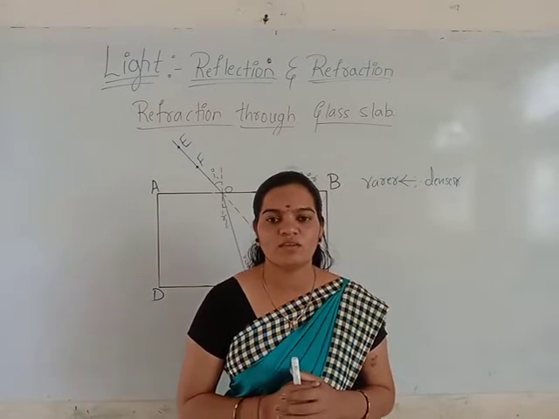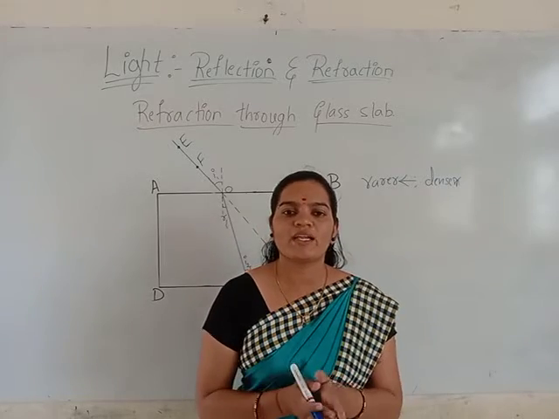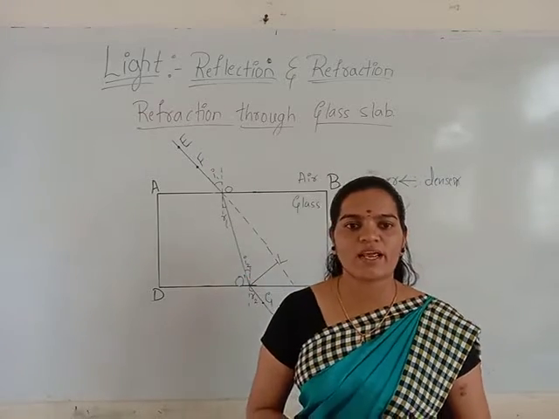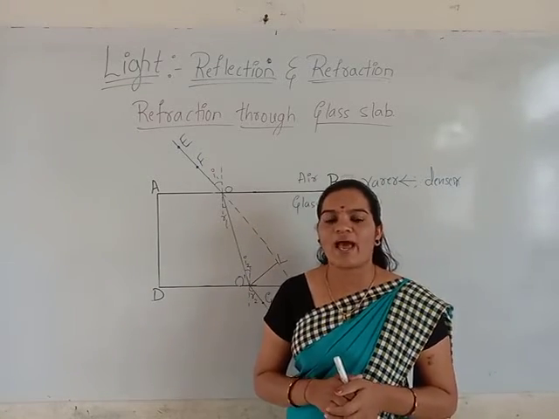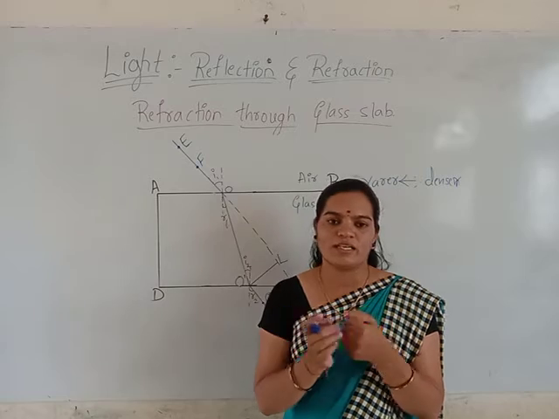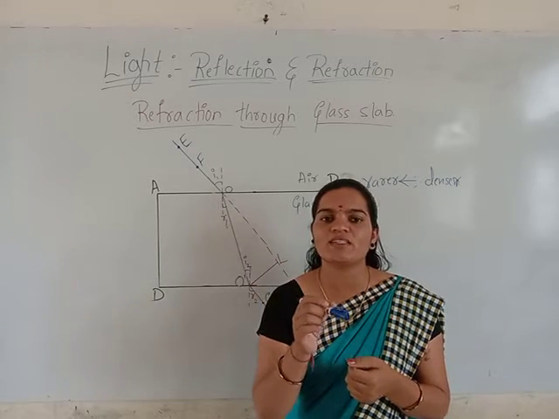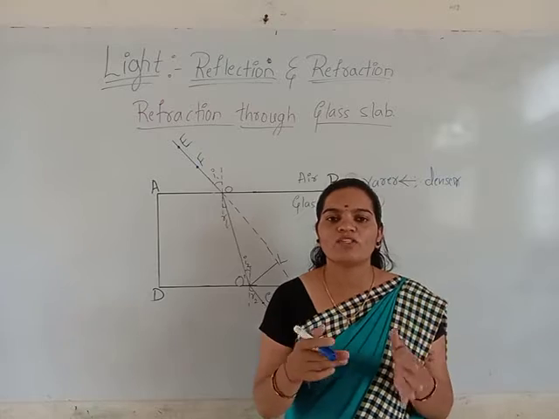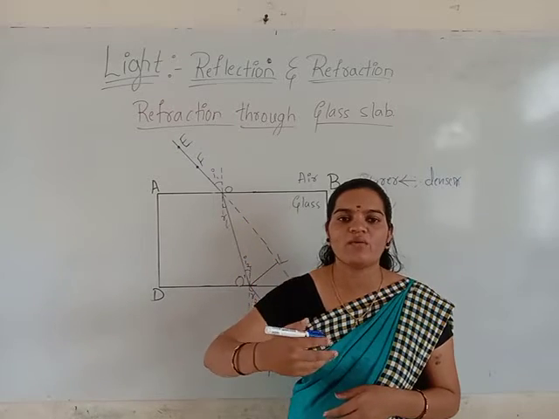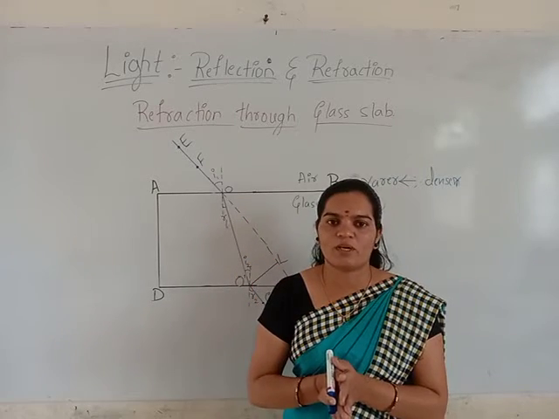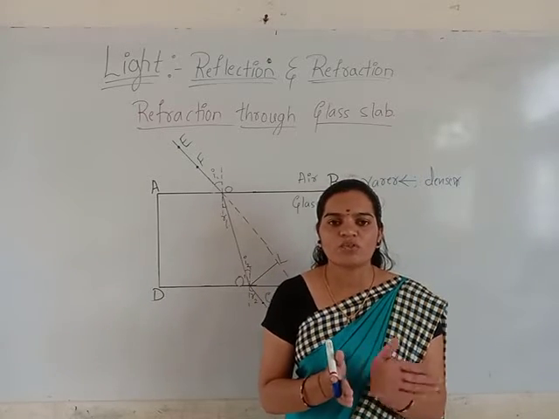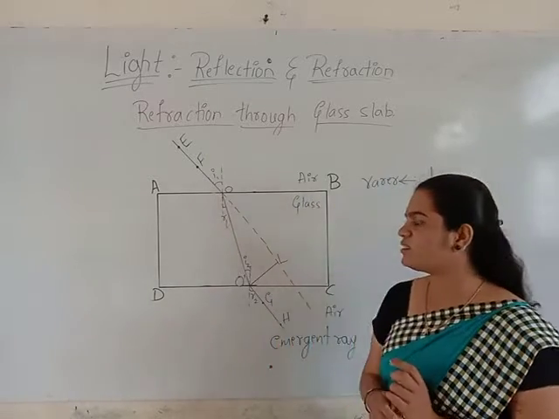Rarer medium means what? Where the particles can move freely. The speed of light can be very fast in the rarer medium, yes or no? In the denser medium, what happens? As there is not much space over there, in the denser medium the particles are a little bit tightly packed. Then what happens when the light enters? It does not have a lot of space to move away. So when it is entering from a rarer to the denser medium, it tries to move towards the normal, and when it is coming from the denser to the rarer medium, it moves away from the normal. Okay, this point is clear now.